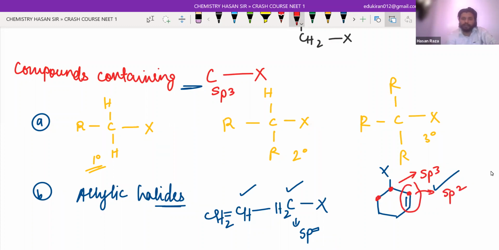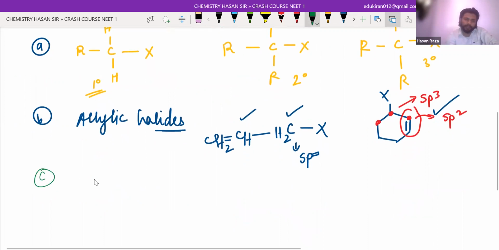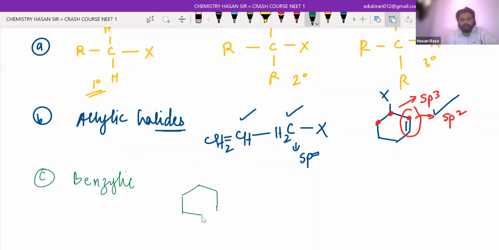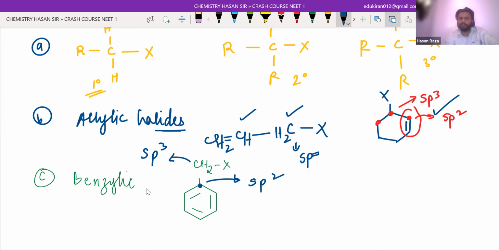Okay, the next is benzylic, and it is also part of this. So you can see benzylic has a name which is related to benzene. So this will be your benzene, and this is your X. As you can see, this is your sp3 hybridized carbon, and connected to this will be your sp2. So this is also benzylic. All I want to say is that the carbon to which X is connected should be sp3, and the adjacent carbon should be a doubly bonded carbon, that means sp2.